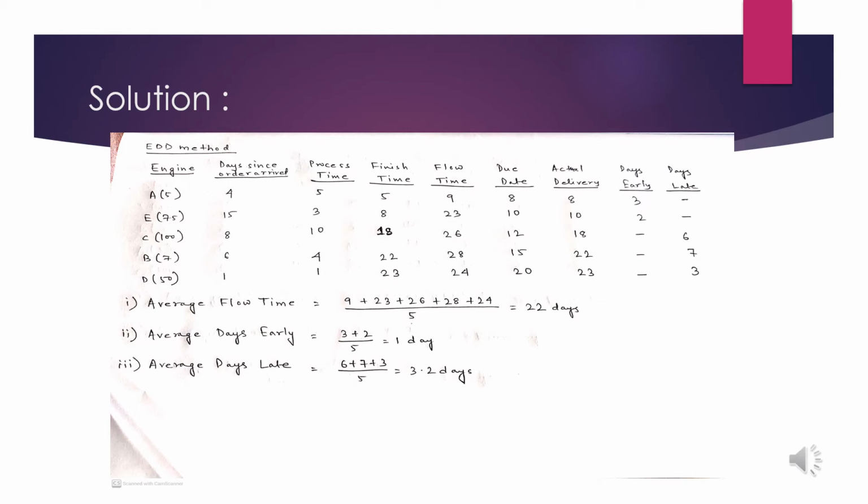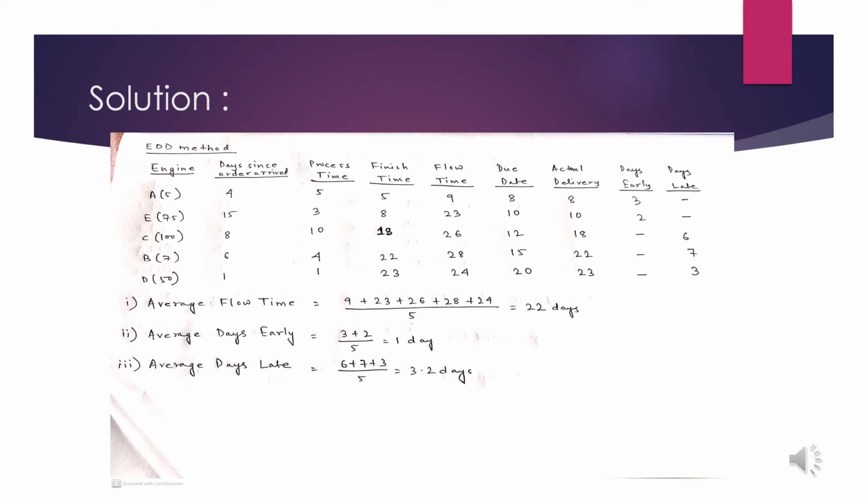The second work, E, starts at 5. The processing time is 3, so the finish time is 8, and the flow time is 15 plus 8, the days since order arrived plus the finish time, which gives 23. The third job to be started is C, starting at 8. The processing time is 10, so the finish time of C is 18. The flow time of C is the finish time, 18, plus the days since order arrived, 8. So the flow time becomes 26.